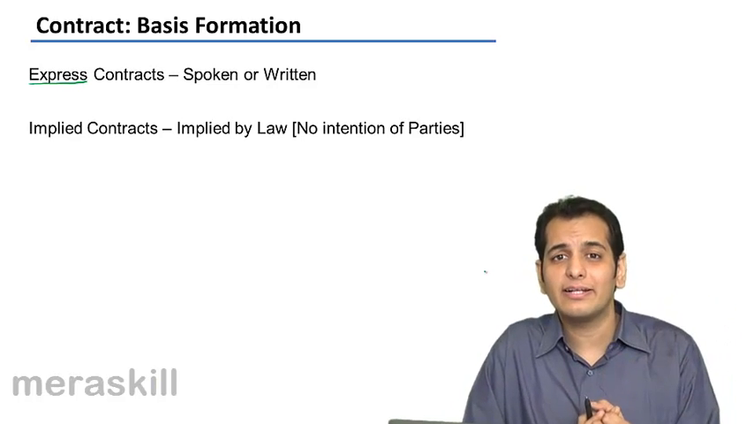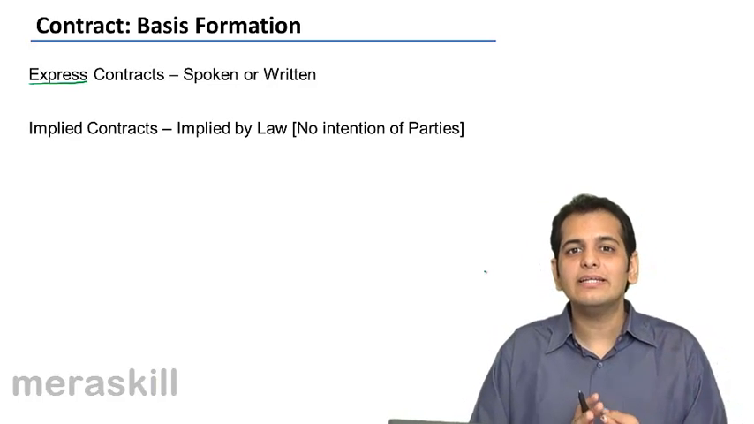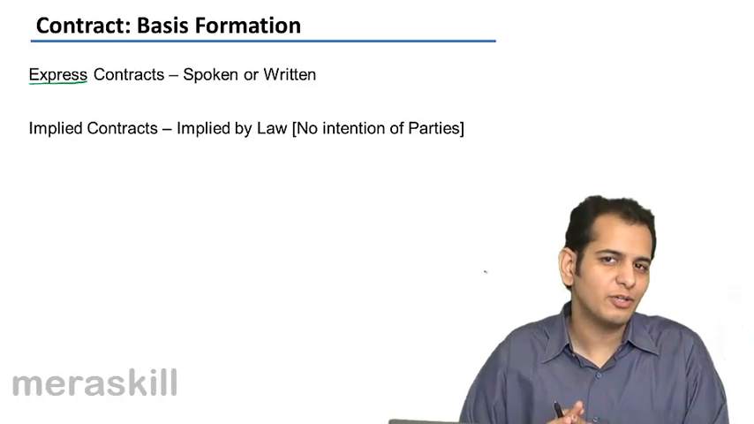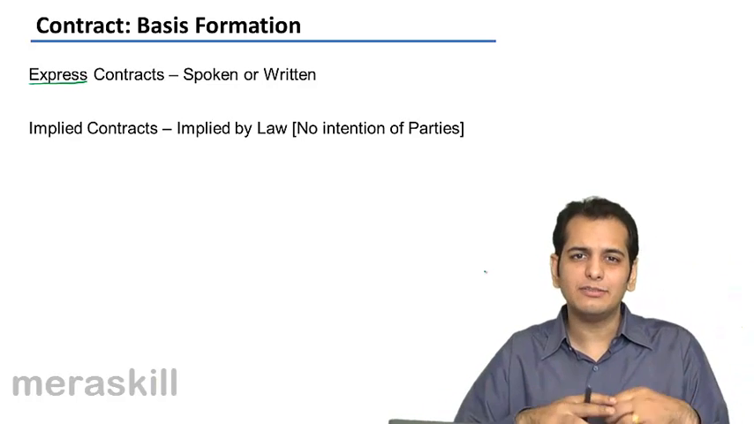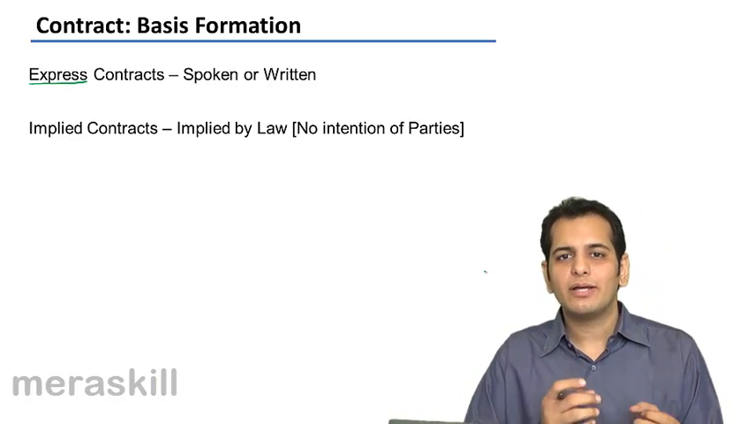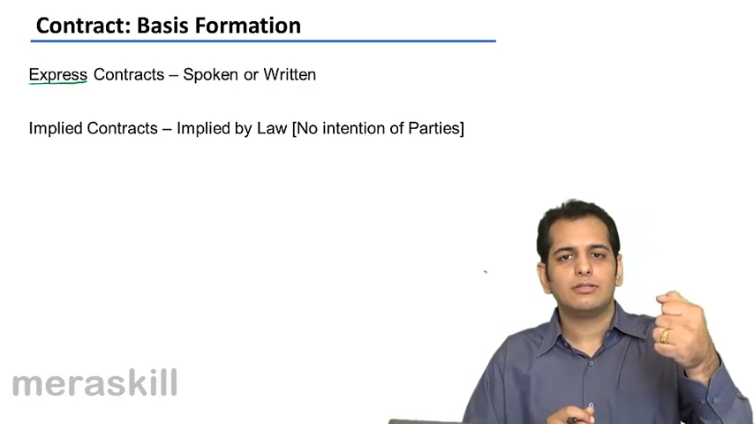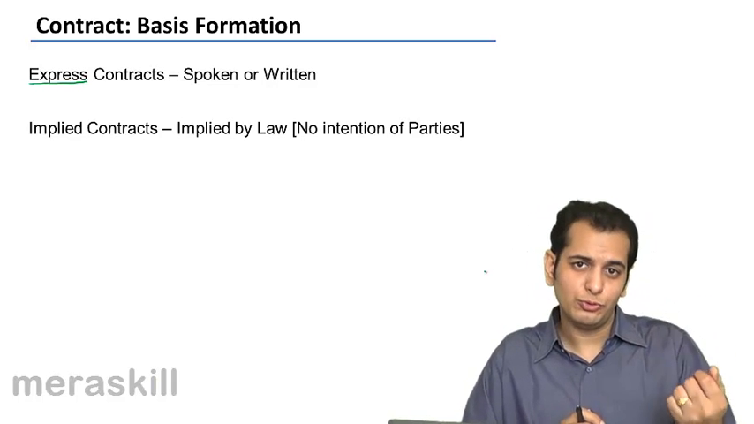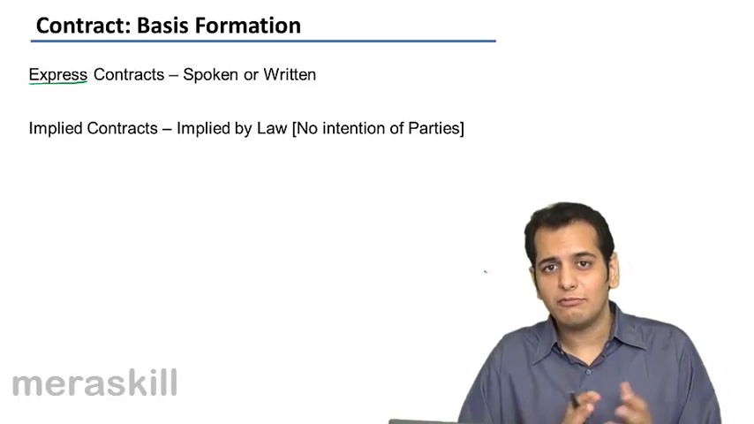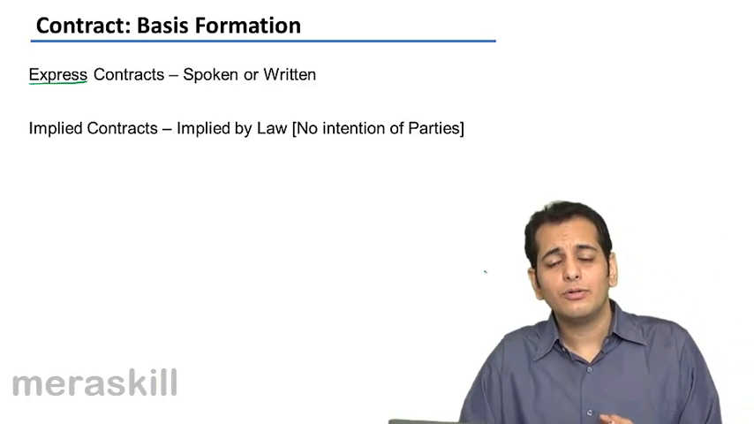But this contract is again implied or understood from the action of the parties, from the conduct or the behavior of the parties. Both the parties behave in such a way that you can imply that a valid contract has taken place. The person polishes your shoes and you pay him money. So that was a valid contract. You'll get many such examples when you go out.